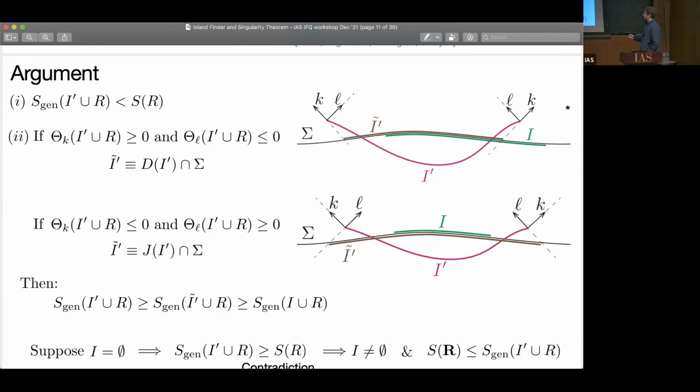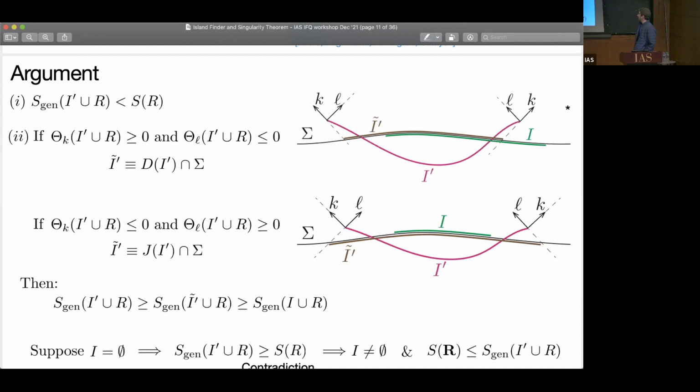This is a contradiction with the hyperentropic condition for I prime, therefore implying that the island is not the empty set. Furthermore, through this chain of inequalities and the fact that S of R is given by the island rule, S of R will be upper bounded by the generalized entropy of I prime union R.